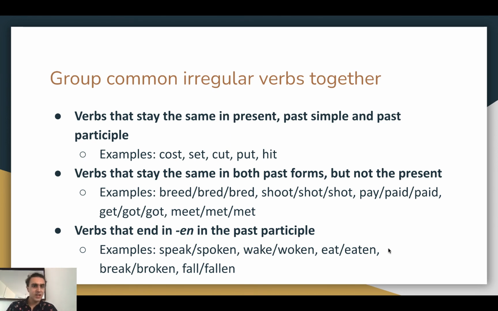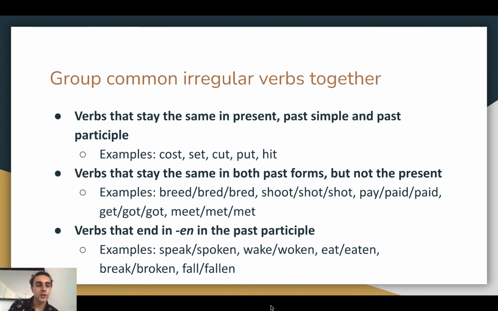Another strategy is to group common irregular verbs together. So, for example, there are some verbs that stay the same in the present, so verb 1, the past simple, verb 2, and the past participle, verb 3. So, for example, cost, it's cost, cost, cost, set, set, set, cut, cut, cut. So if you remember those, it can be easier.